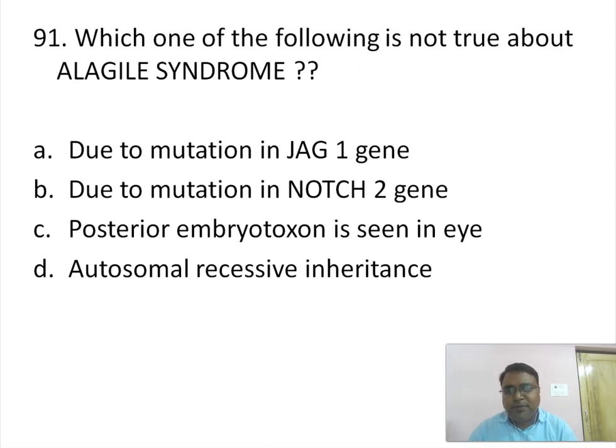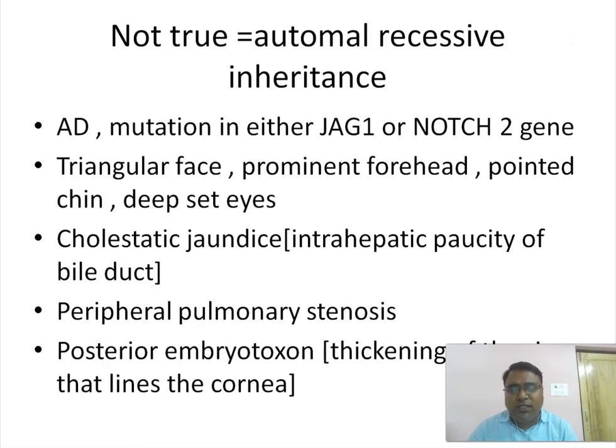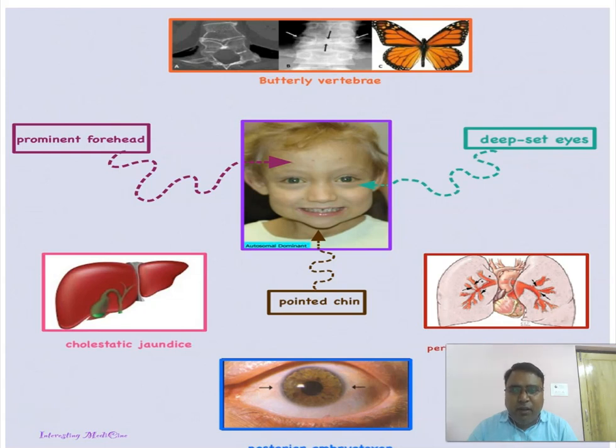So the answer would be the last one, that is autosomal recessive inheritance. Point to remember is that Alagille syndrome can occur both because of mutation in JAG1 gene and mutation in NOTCH2 gene. That is the confusing point which they may give you in the exam. So what is not true is autosomal recessive inheritance; it is autosomal dominant inheritance due to mutation in either JAG1 or NOTCH2 gene. Clinically it is characterized by the triangular face.